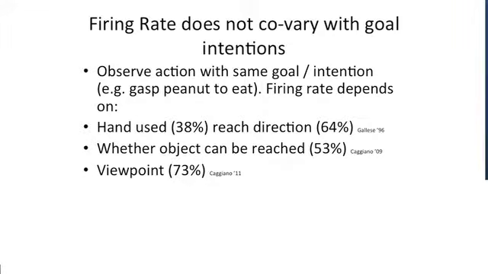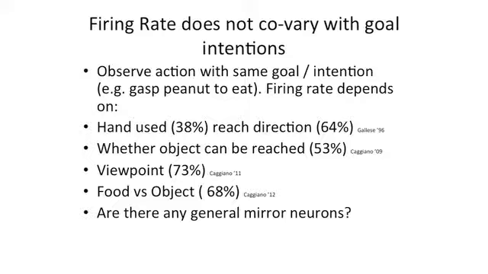Viewpoint, Caggiano 11: 73% of mirror neurons care whether you see actions in the first person versus third person. Again, the goal of the observed action is the same in both cases, but 73% care about this. Recent paper again by Caggiano: 68% care whether the object grasped is food versus object. Now, even if we assume that the populations are overlapping, then at least 73% of mirror neurons are not general, as it were.